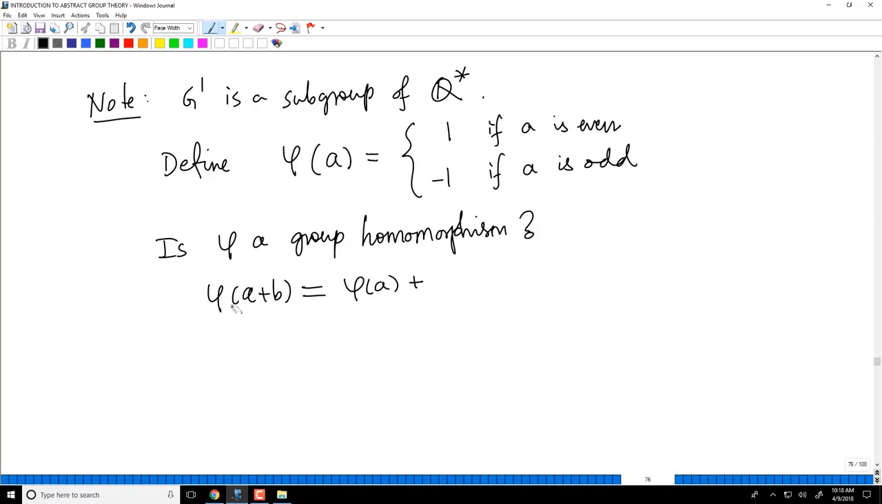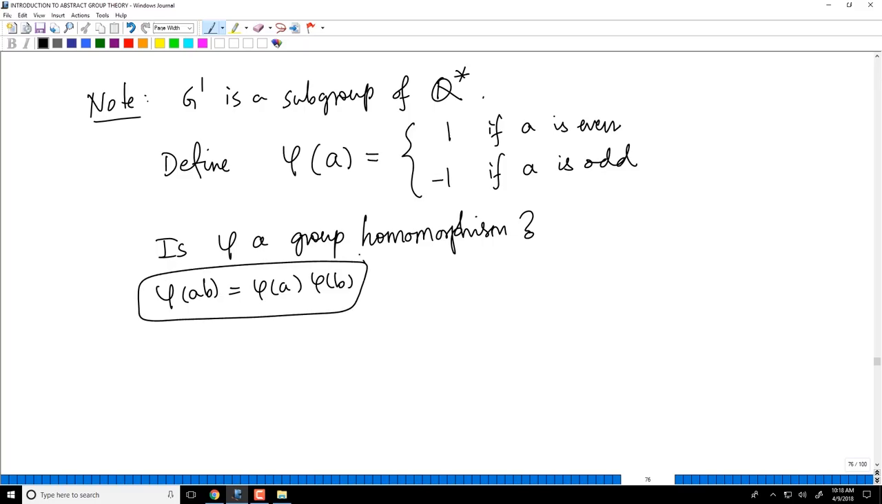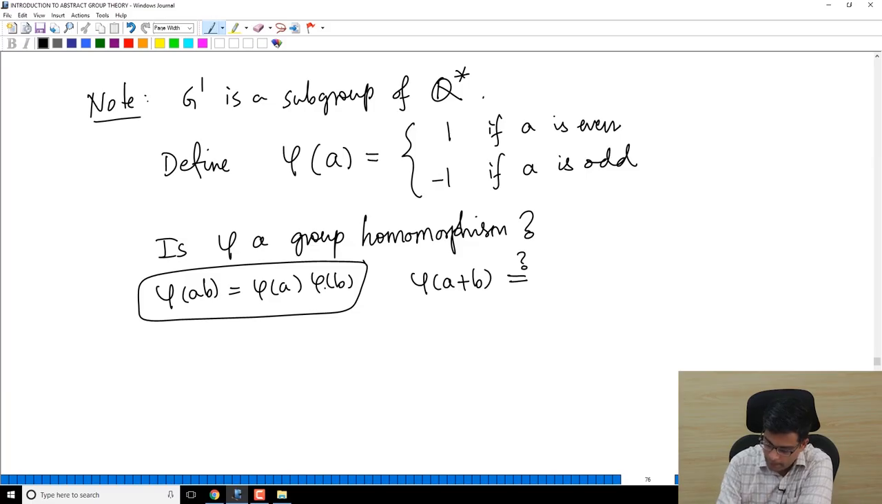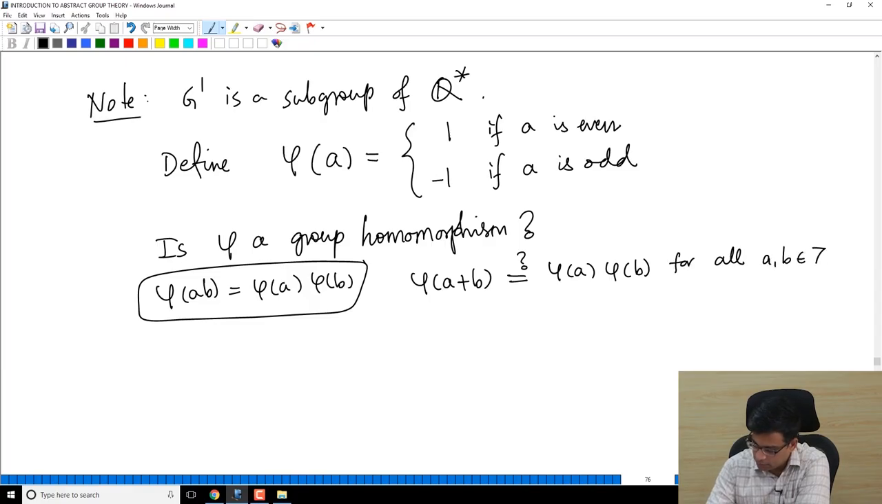So in the definition, we have to check that phi of AB is phi of A times phi of B, right? This is what we have to check. But in this specific example, the left hand side is actually phi of A plus B, because the binary operation here is addition, and this should be equal to, and what is the binary operation on the right hand side? It is just the multiplication. So it is phi of A times phi of B. Is this true for all A, B in Z? Let's check this.